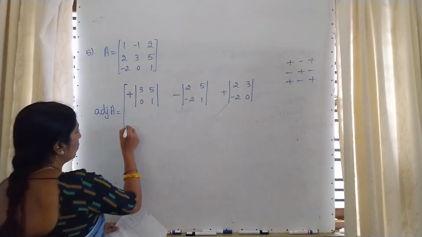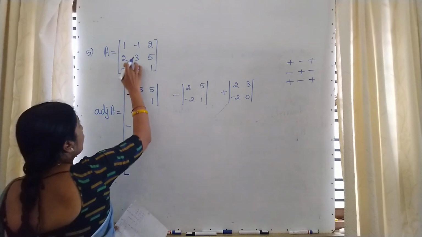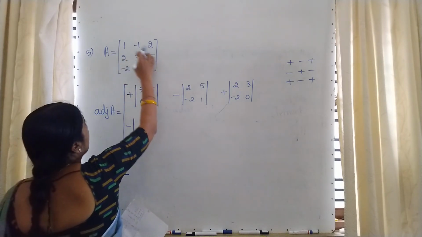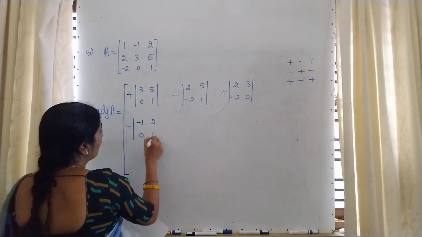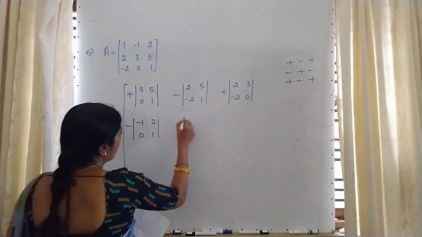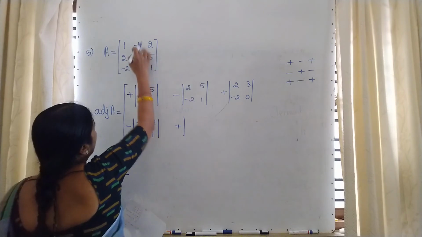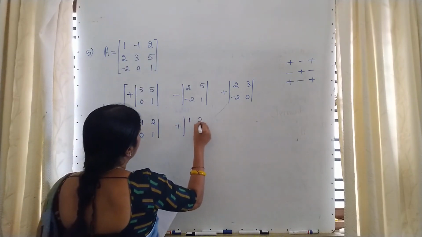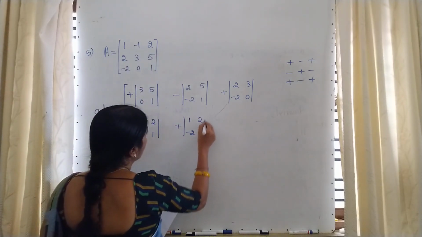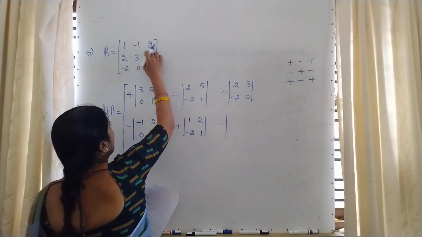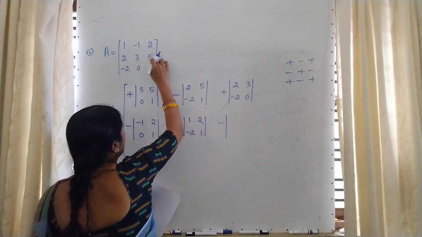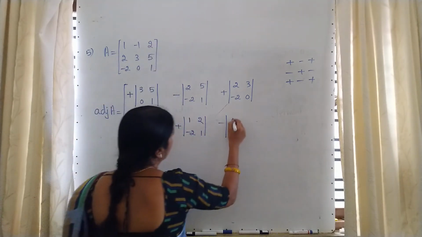For the second row, this is minus. For this number 2, it lies in second row, first column. Next, plus. That is for the middle. 3 lies in second row, second column. Leave that, write the remaining elements. Then minus. So for the number 5, it lies in second row, third column.